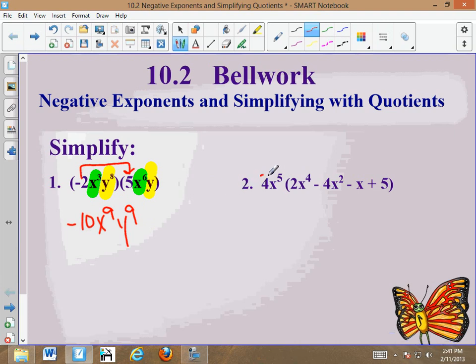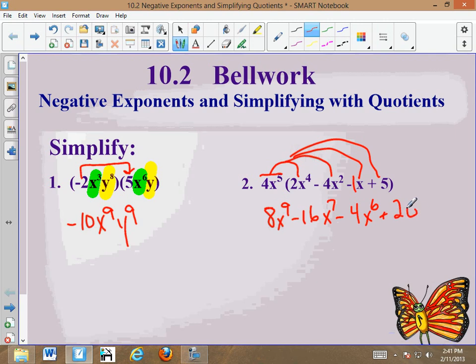I'm going to multiply 4x to the 5th to this, to this, to this, and to that. 4 times 2 is 8. 5 plus 4 is 9. 4 times negative 4 is negative 16. 5 plus 2 is 7. There's a negative 1 here. 4 times negative 1 is negative 4. 5 plus 1 is 6. 4 times 5 is positive 20.